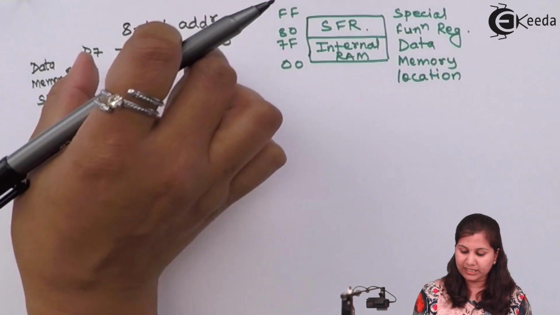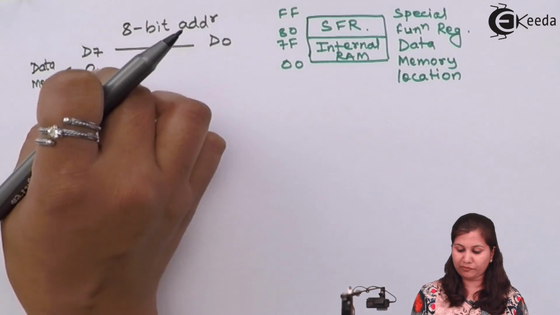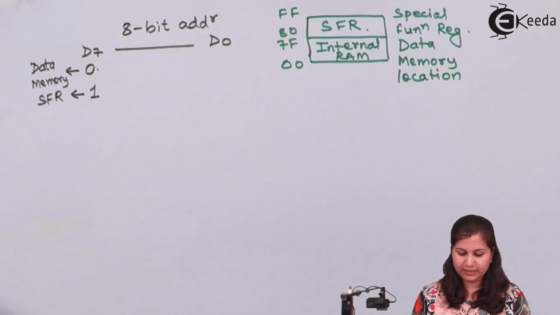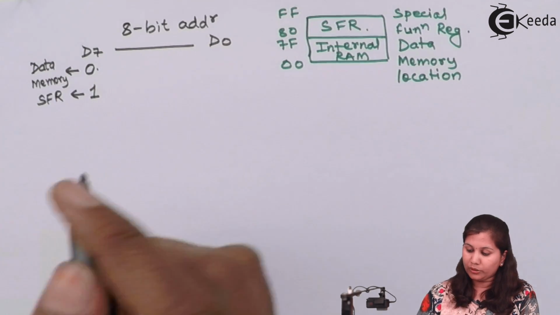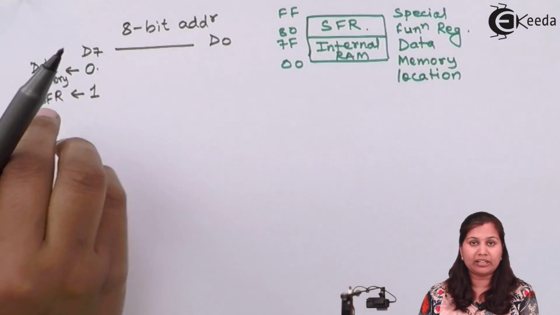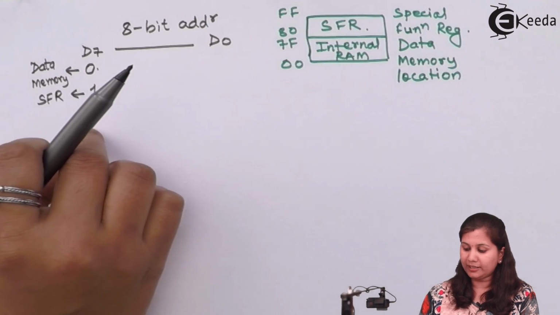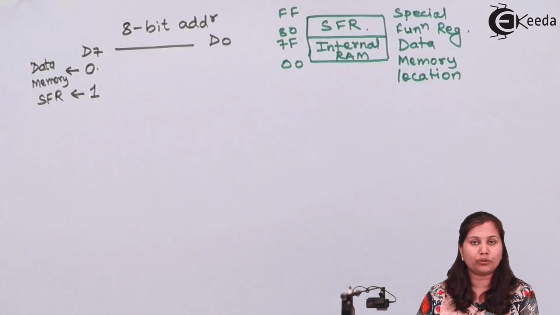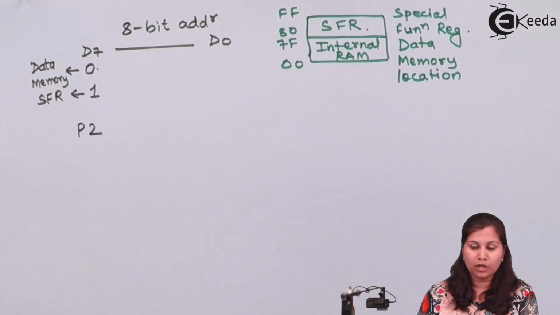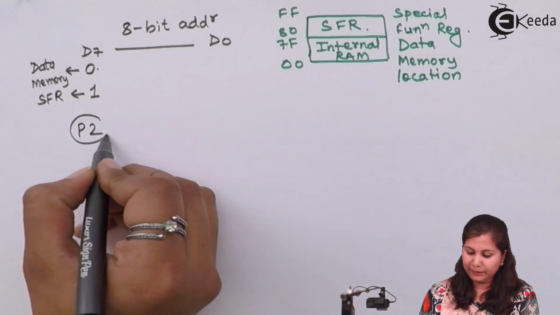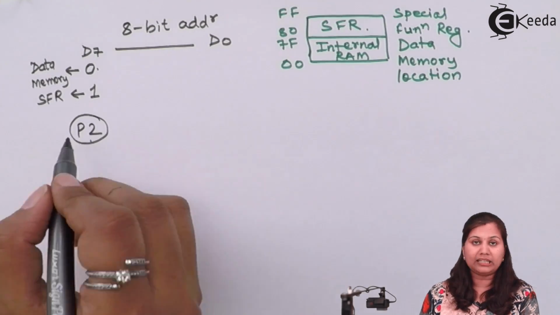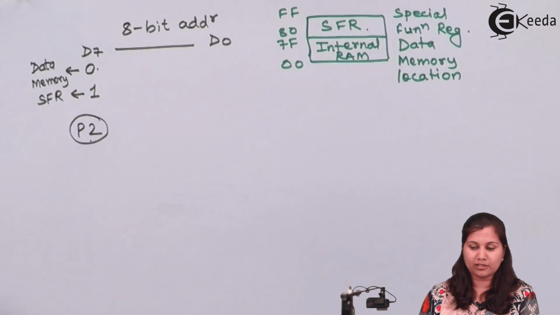Okay, so from the address we can specify which memory location is being called. Now, for these special function registers, instead of writing the direct address in the instruction, we can write the mnemonics for the SFRs. Like if we want to use port 2, we have the mnemonic P2. So instead of writing the address for port 2, we can directly write P2 in the instruction.